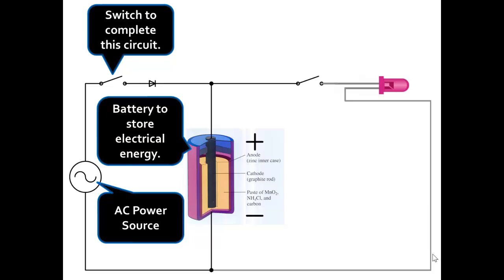So what we're doing is we're creating a charge, an electrostatic charge between the outer shell of this cell, which is negative, and the inner pole, that cathode or graphite rod in the middle, is now missing electrons, so it's positive. And there's another little symbol up there by the switch that looks like an arrow.